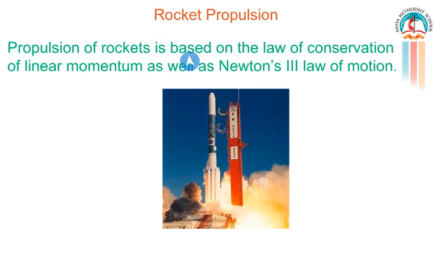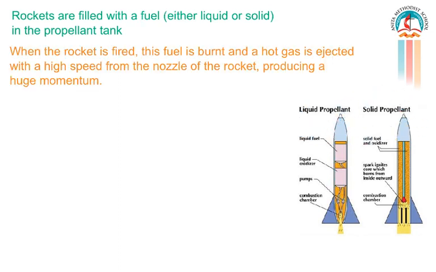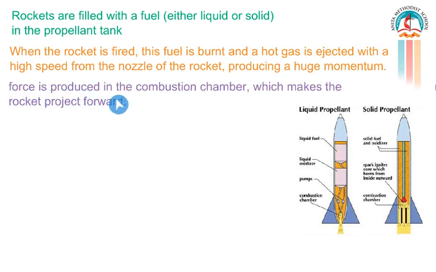Propulsion of rockets is based on the law of conservation of linear momentum as well as Newton's third law of motion. Rockets are filled with a fuel, either liquid or solid, in a propellant tank. When the rocket is fired, this fuel is burnt and the hot gas is ejected with a high speed from the nozzle of the rocket, producing a huge momentum. Force is produced in the combustion chamber, which makes the rocket project forward.